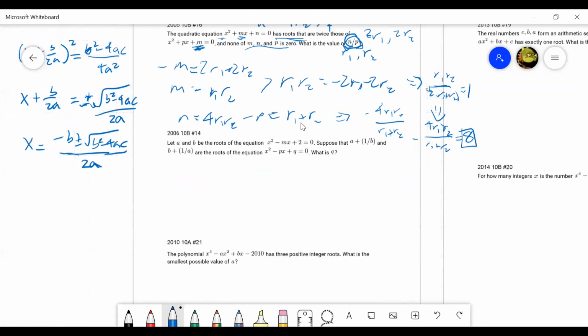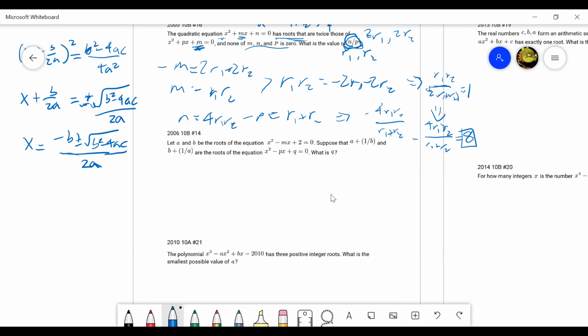All right. So the next question, again, is a great example of Vieta's formulas. It says, let a and b be the roots of x squared minus mx plus 2, and a plus 1 over b and b plus 1 over a as the roots of x squared minus px plus q, and ask for q.